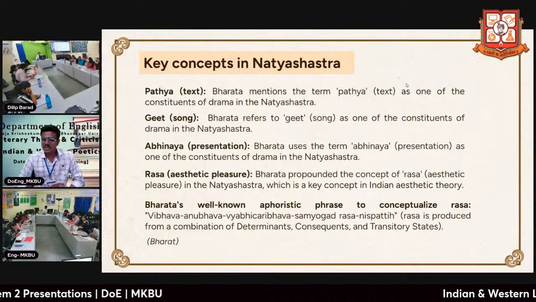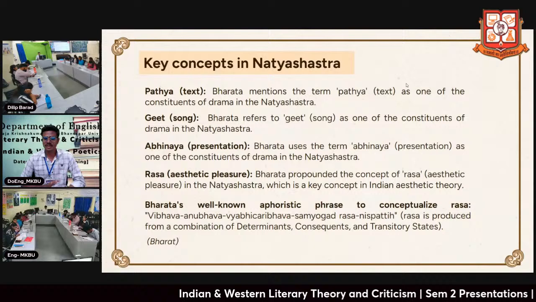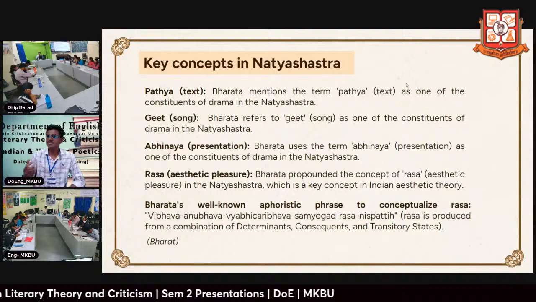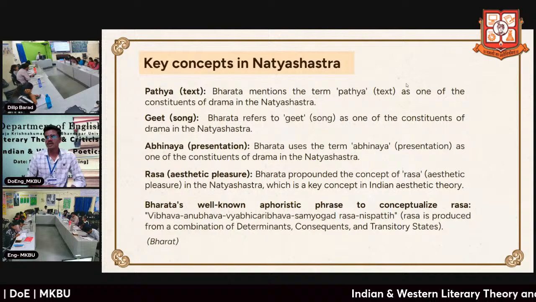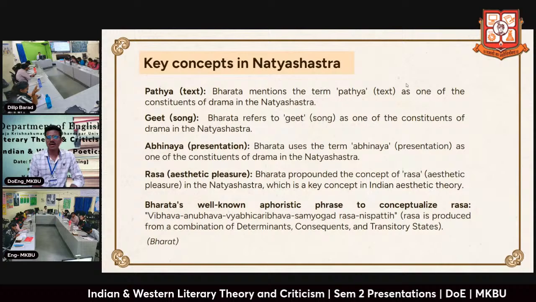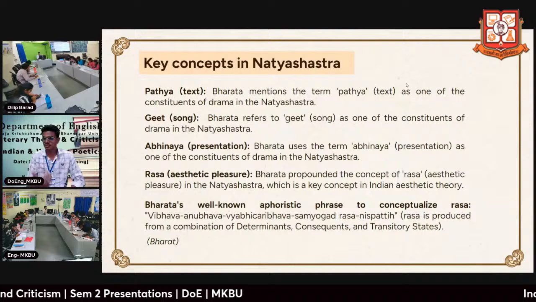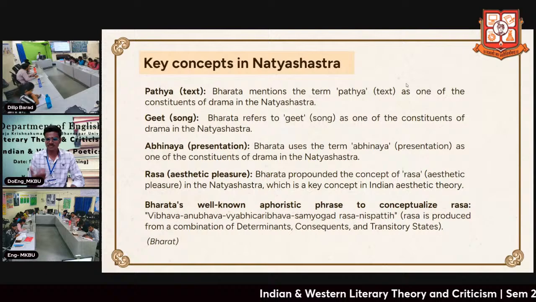Now the key concepts in the Natyashastra: what are the main themes we find in the Natyashastra? First of all, the pathya, or we can say the text, the written things that are there. Second is the geet, we can say the tune, or the way it is going to be performed. The abhinaya, the presentation, how the actors or characters are going to portray it through their abhinaya. Rasa, the aesthetic pleasure, the main thing that is going to happen in the viewers as well as in the performance.